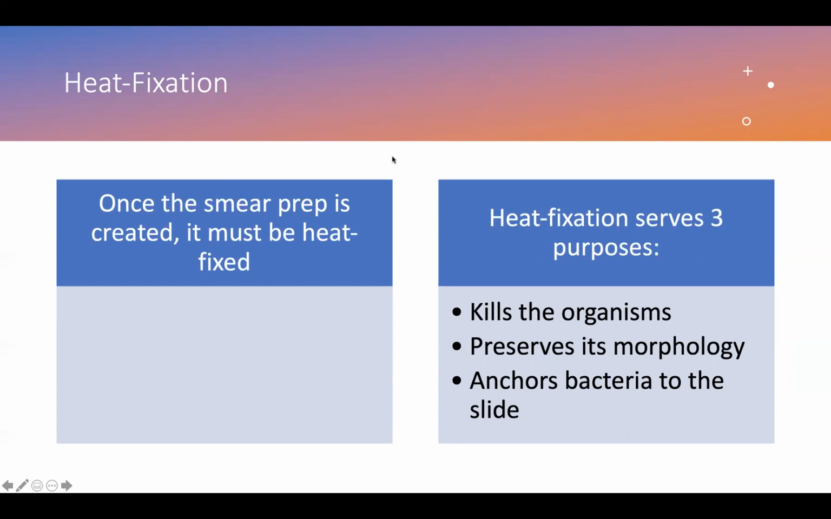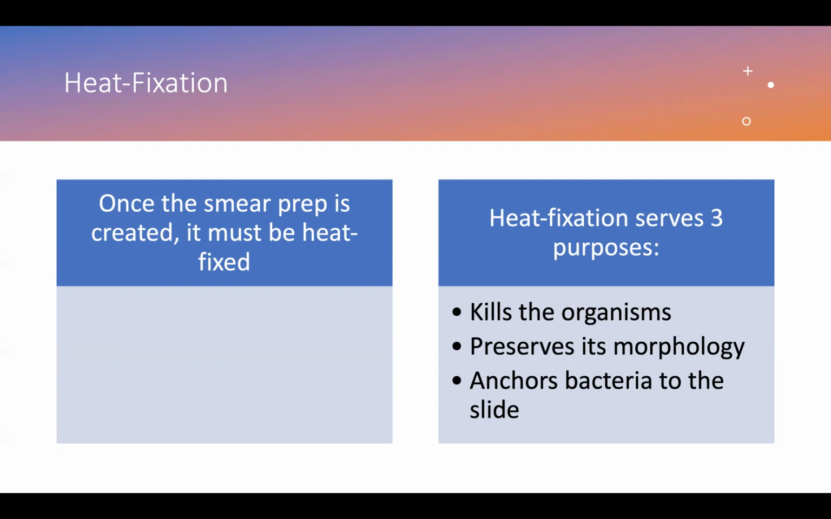Once we create this smear prep, which is basically us extracting some bacteria from whatever growth medium we're growing it in and placing it on a microscope slide, we have to do a process that we call heat fixation. Jot this down. The smear prep is merely us taking some of the bacteria off of that Petri dish and smearing it onto a microscope slide. That's our smear prep. Then we do a process known as heat fixation. Heat fixation is essential before we can actually do our staining procedure.